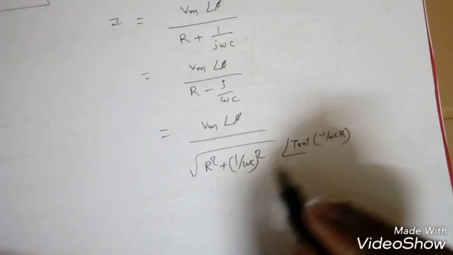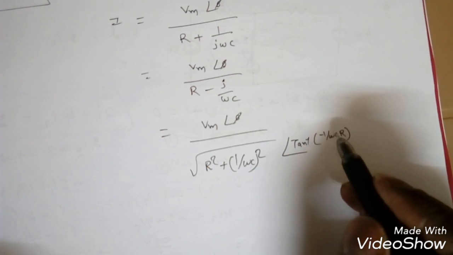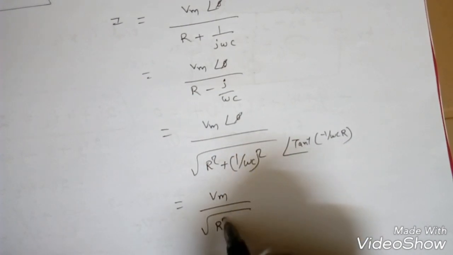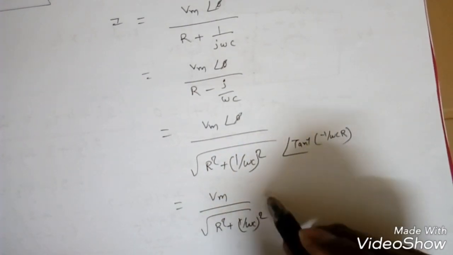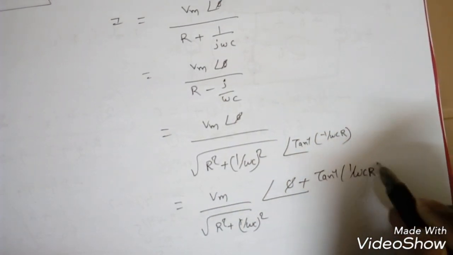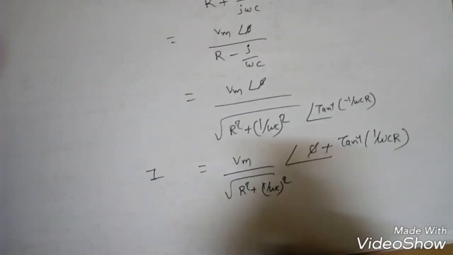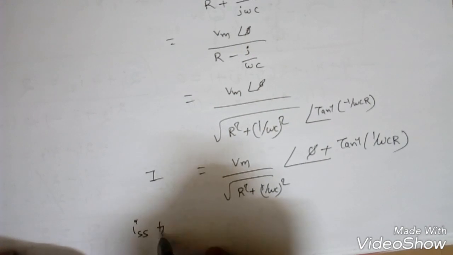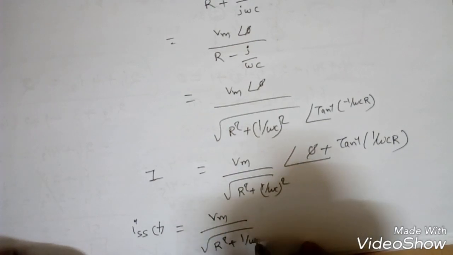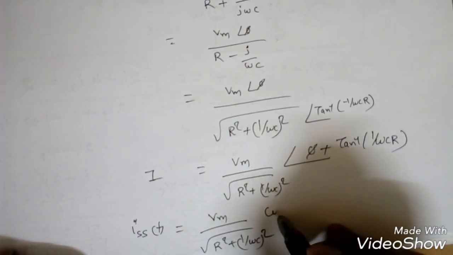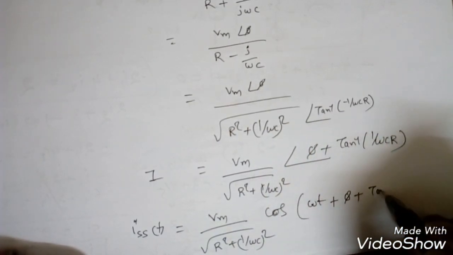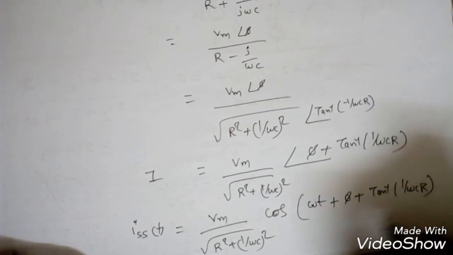So this will become minus tan inverse, right? Imaginary part is in the fourth quadrant, so this will become Vm by square root of R square plus (1 by omega C) whole square, angle pi plus tan inverse 1 by omega CR. So this is I. Now what is the steady state response? I steady state of t is equal to Vm by square root of R square plus (1 by omega C) whole square into, since we have taken cos, we will get cos omega t plus pi plus tan inverse 1 by omega CR.